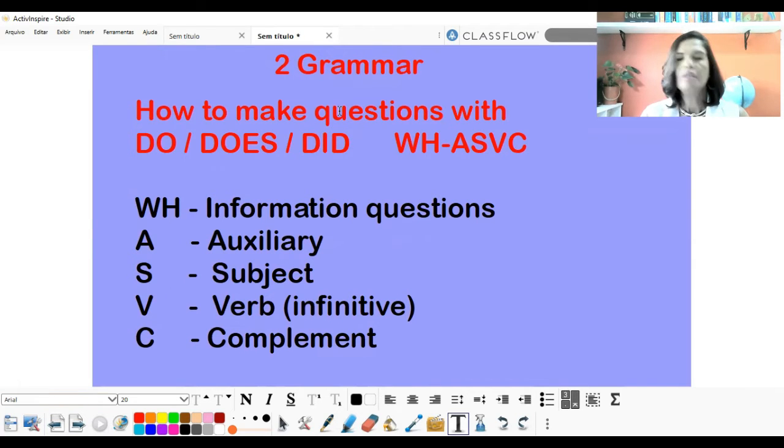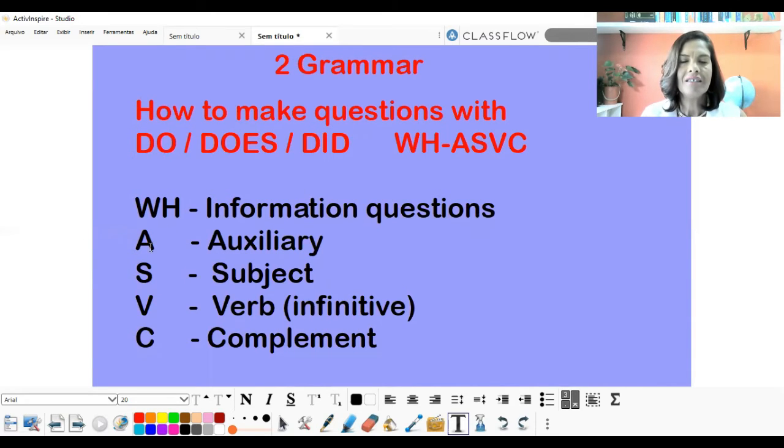Let's go. To make questions in English with do, does, and did, right? We need to follow this order, right? WH, A, S, V, C. What does that stand for? Have a look here. WH for information questions. So if you are making an information question, then you are going to start with one of the WH. Yeah? What, when, how, where, why. Okay?